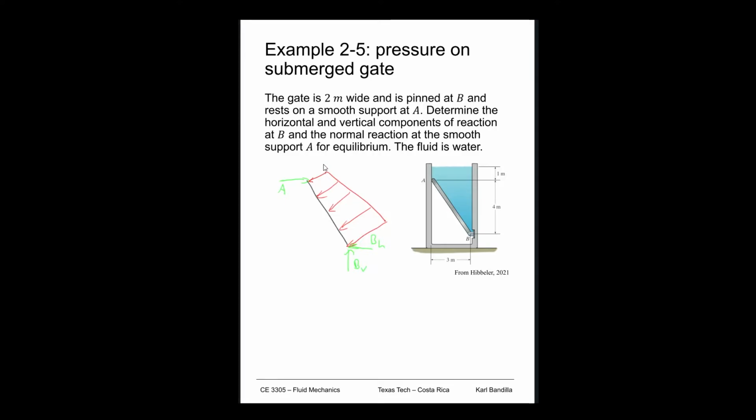We can say that our pressure up here is going to be gamma times 1 meter, because it's 1 meter deep at A. And then at B, it is going to be 5 meters deep, so it'll be gamma times 5 meters. Now, to find our reactions, we need to get the resultant force of this load. We can do it for the entire trapezoid, which is easy enough to calculate, but for a trapezoid it's a little more difficult to find where the centroid is. So we'll break this apart into a rectangle and a triangle.